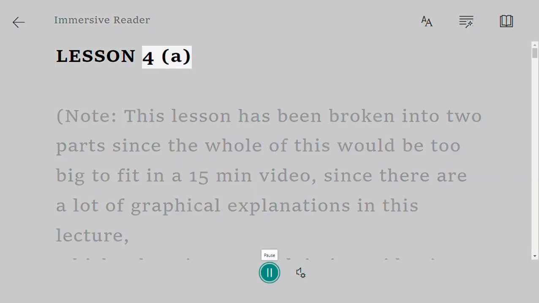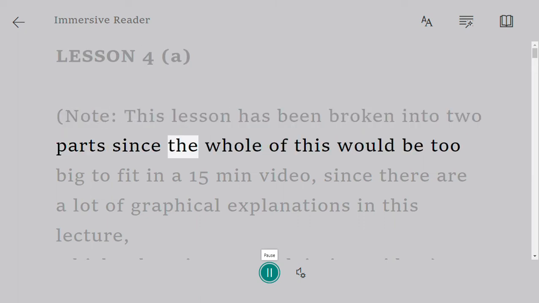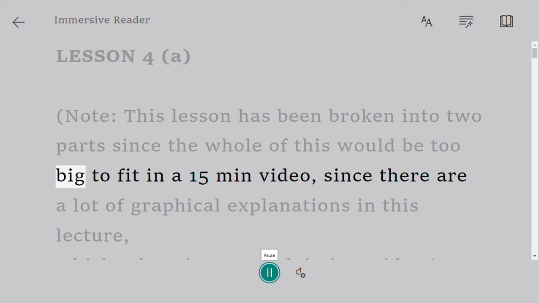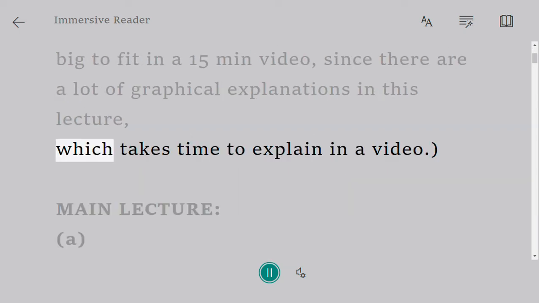Lesson 4a. Note, this lesson has been broken into two parts since the whole of this would be too big to fit in a 15-minute video, since there are a lot of graphical explanations in this lecture, which takes time to explain in a video.